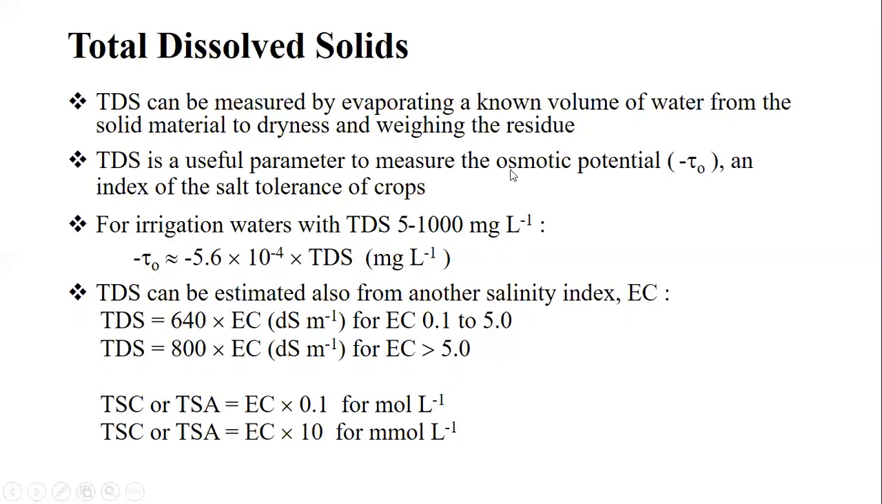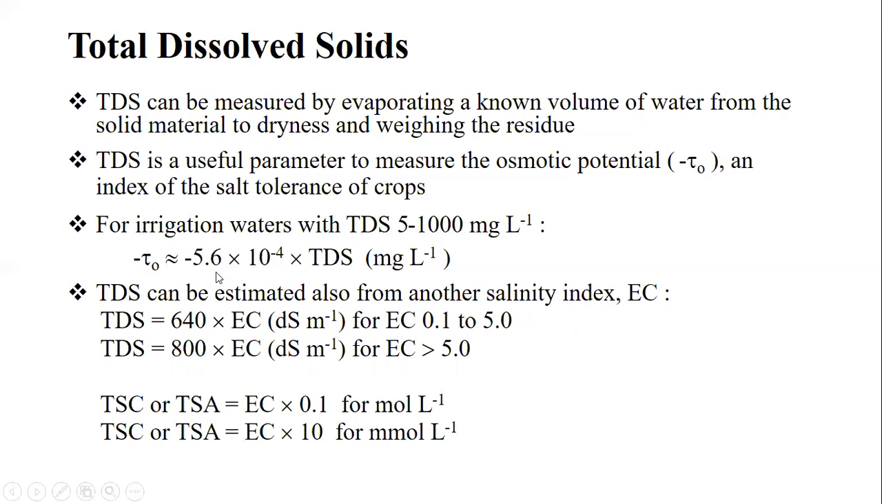tau, the osmotic potential, we can approximate it from this number if we have this range. So tau, we put it negative because it's a negative pressure. It's how much it resists the plants taking their water from the soil. That's why we always have a negative sign in front of it. Okay, so minus 5.6 times 10 to the minus something times TDS in milligrams per liter if it is in this range.